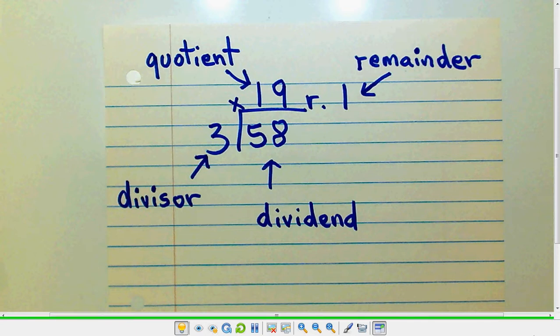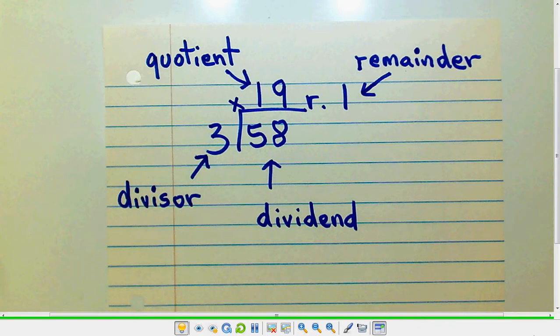Long division. We're going to do another example, and division, once again, is the breaking of a number into smaller equal groups. Division is known as repeated subtraction, just like the inverse of division. Multiplication is repeated addition. Division is repeated subtraction.